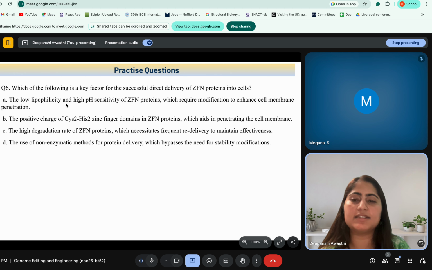Option A, the low lipophilicity and the high pH sensitivity of zinc finger nuclease proteins, which require modification to enhance cell membrane penetration. Option B, the positive charge of the cysteine-histidine zinc finger domains in ZFN proteins, which aids in penetrating the cell membrane. Option C, high degradation rate of ZFN proteins, which necessitates frequent redelivery to maintain effectiveness. And option D, the use of non-enzymatic methods for protein delivery, which bypass the need for stability modifications. Okay, so you have to say what the key factor for successful delivery is.